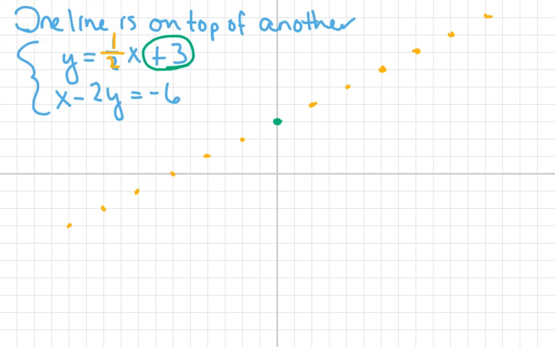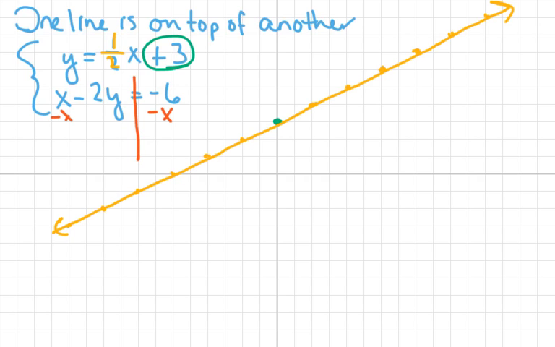Alright, that's enough of my plotting, so now connect the dots. And that's the top line. Now, for the bottom line, there are a couple of ways we could do it, and this was in a previous video. One way is to get it in slope-intercept form, and that's what I'm going to do now. I'm going to get it in slope-intercept form by isolating the y, which means I need to subtract x from both sides.